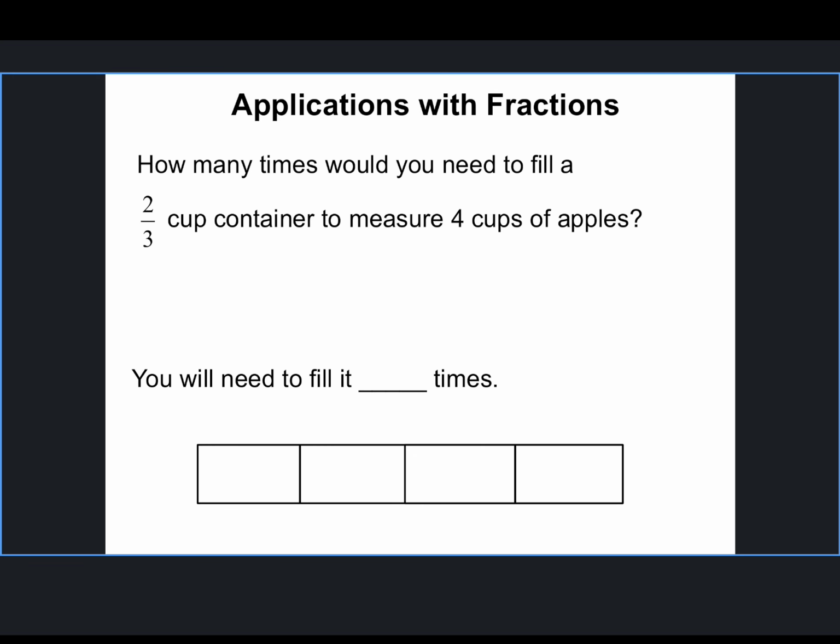So how would we do this? We know that we have a 2/3 measuring cup, right? And we need to get 4 total cups. 2/3 divided by 4. Then you go multiply, 2/3 times 1 over 4. I'm going to write it as 4 over 1, right?